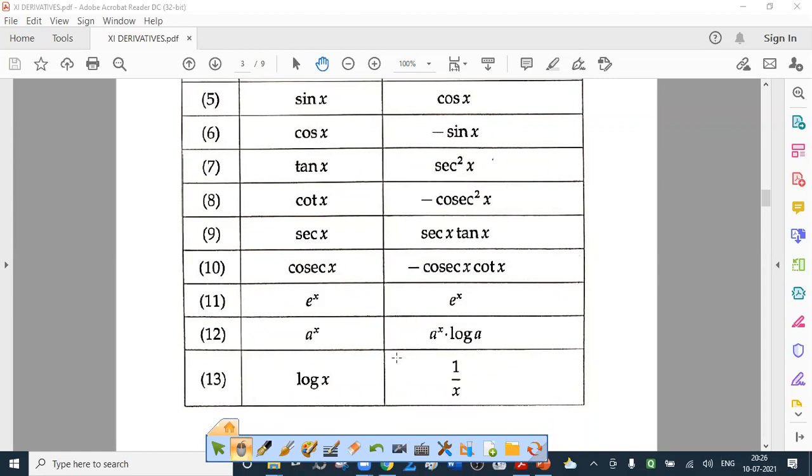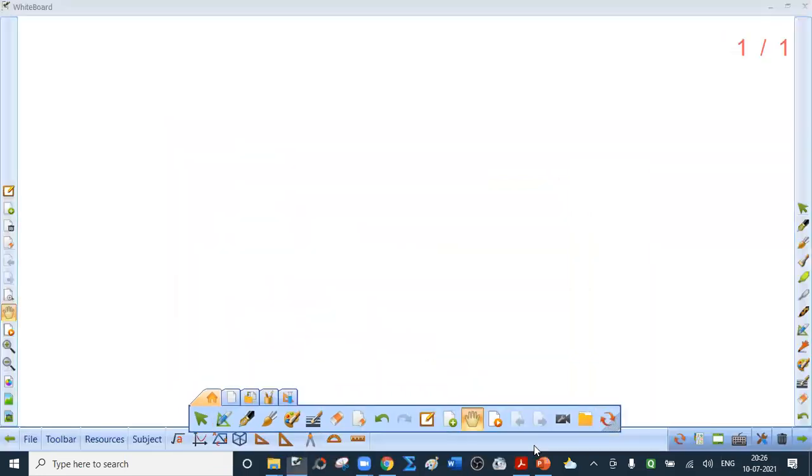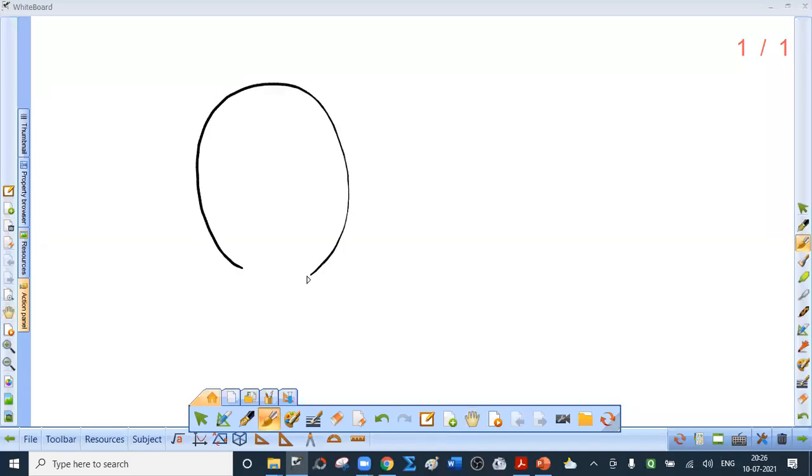What is derivative of log x? It is 1 upon x. So you have to remember these results. Actually, there are two more results. But before that, let me explain the concept of inverse function.